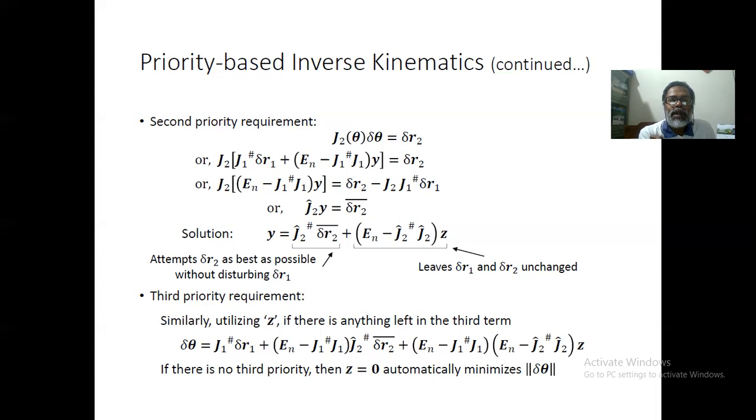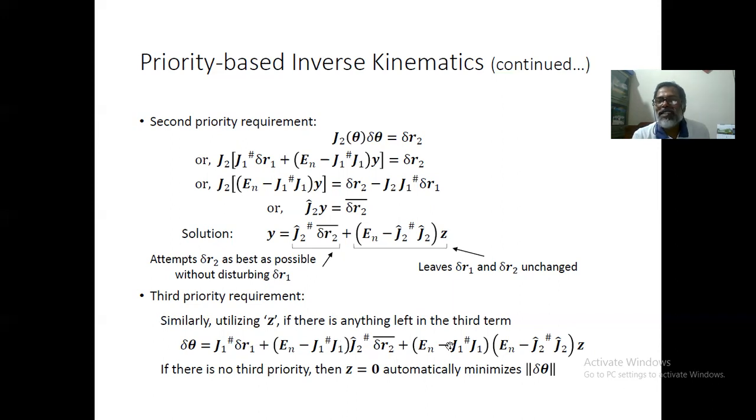So it may happen that there is nothing left in the third term. If something is left, that is, if it is not the zero matrix, then you can still do something. And if there is a third priority, then you can continue. If there is no third priority, that means after that the obvious priority of minimizing joint motion is there, then you put z equal to 0, that automatically minimizes delta theta, because you see this part and this part are three orthogonal components.